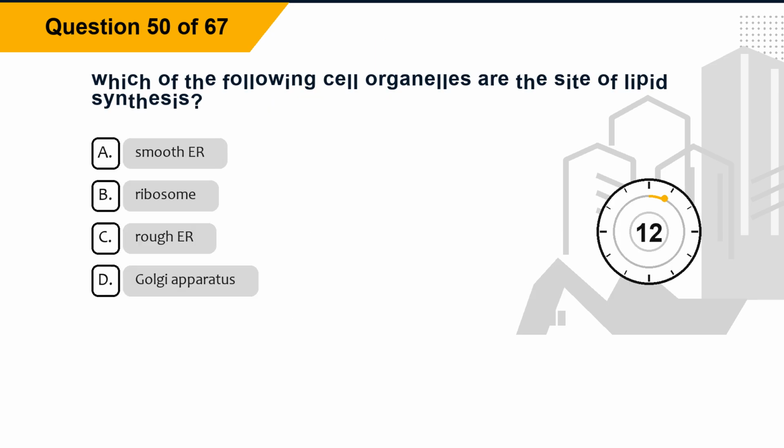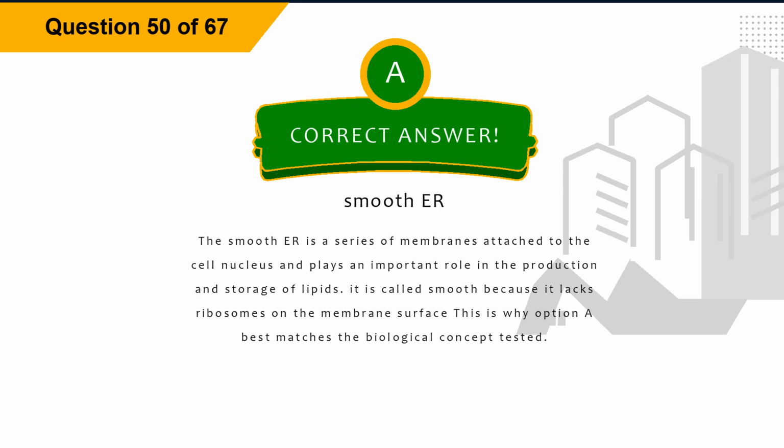Question 50. Which of the following cell organelles are the site of lipid synthesis? Option A, smooth ER. Option B, ribosome. Option C, rough ER. Option D, Golgi apparatus. The correct answer is option A, smooth ER. Explanation. The smooth ER is a series of membranes attached to the cell nucleus and plays an important role in the production and storage of lipids. It is called smooth because it lacks ribosomes on the membrane surface. This is why option A best matches the biological concept tested.